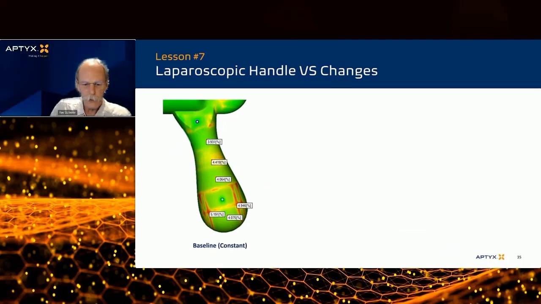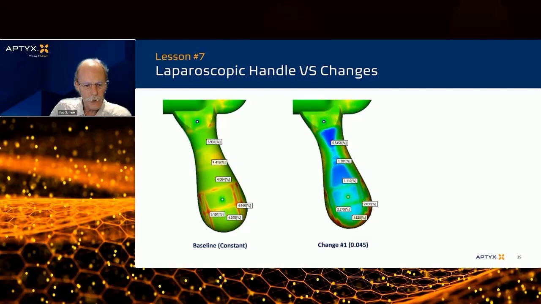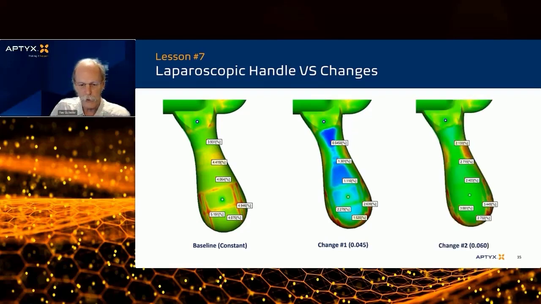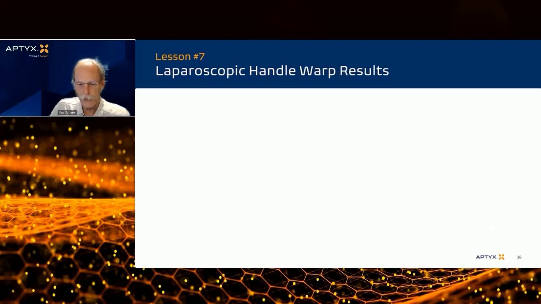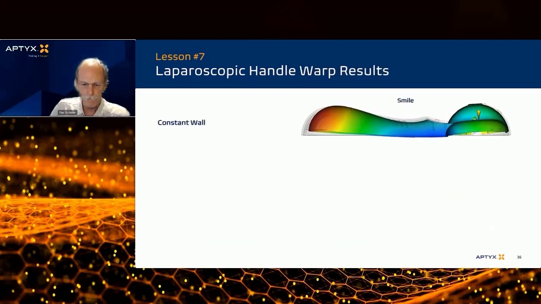So first off, we'll take a look at volumetric shrink. On the left is the constant one we've already looked at. In the middle is the change. We went to the 45 thou wall, and you can see all the blue that got introduced in there, and you can actually look at the shrink rates. They're quite low. Change number 2 is the 60 thou wall on the top, and it went ahead and shrunk a little further again, came back a little bit more. So let's take a look at the shapes here and see how they come out.